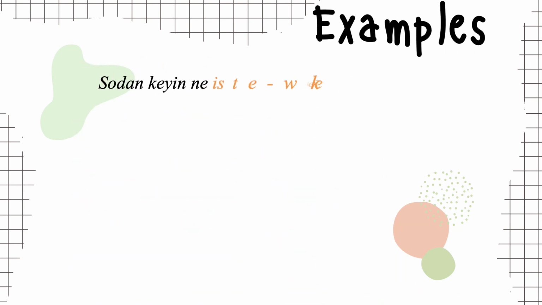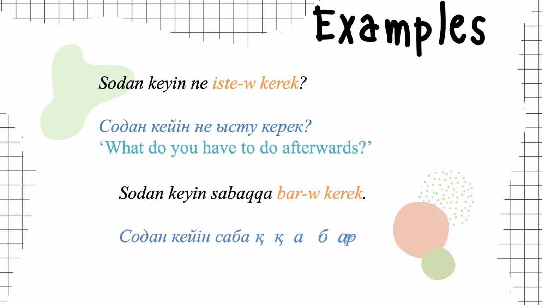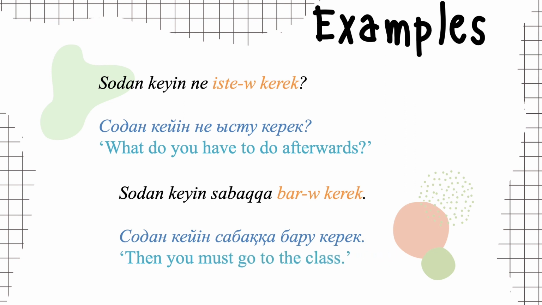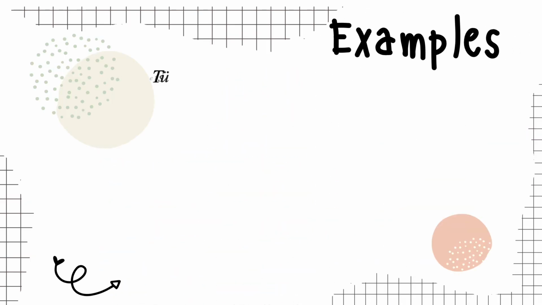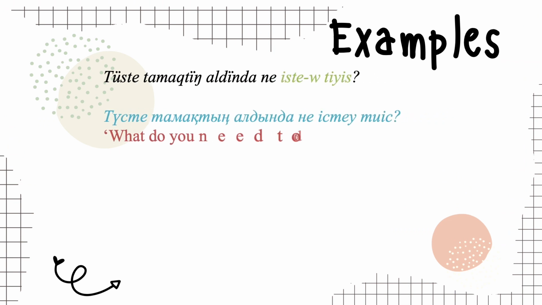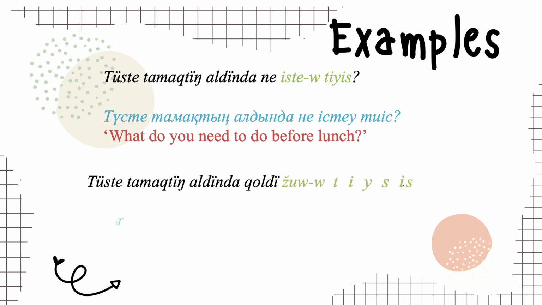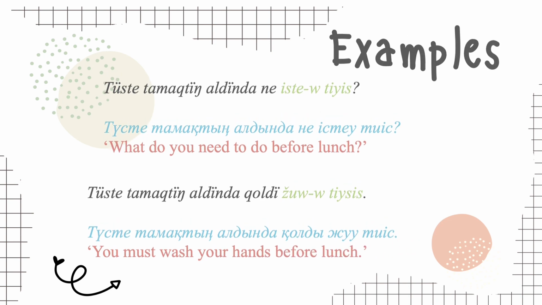Содан кейін не істеу керек? What do you have to do afterwards? Содан кейін сабаққа бару керек. Then you must go to the class. Түсте тамақтың алдында не істеу тиіс? What do you have to do before lunch? Түсте тамақтың алдында қолды жуу тиіс. You must wash your hands before lunch.